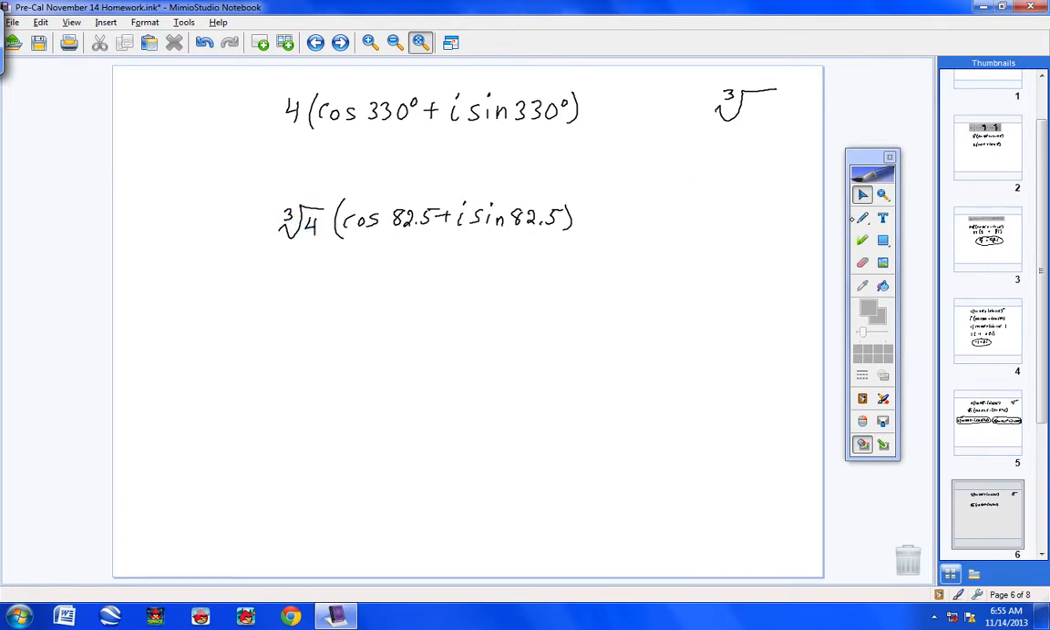Now, if it was a perfect cube, if it was the cube root of 8, then go ahead and put 2, because the cube root of 8 is 2. But in this case here, I'm just going to leave it 4. Now, we're finding the cubed root. That means we'll have 3 answers. That means we need 2 more answers.